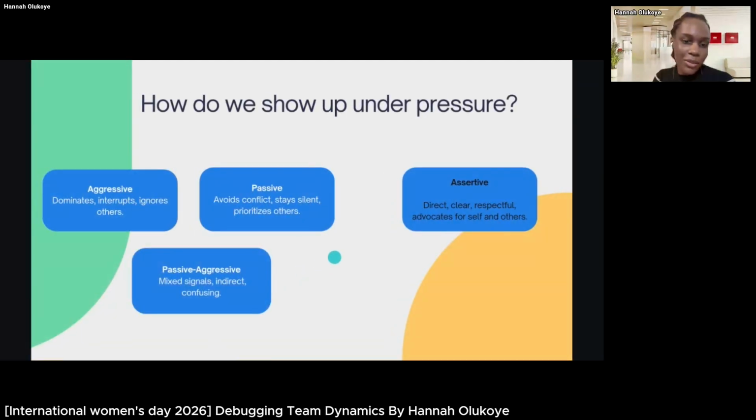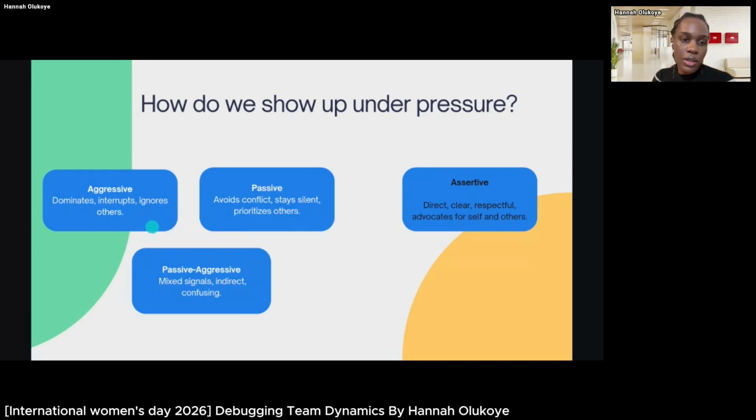And when I was talking about personality traits, I was hoping someone would mention some of these. So someone who's aggressive, someone who's passive, or someone who's both, passive-aggressive. And then there's also the assertive. So let's talk more about each section and try to break it down.